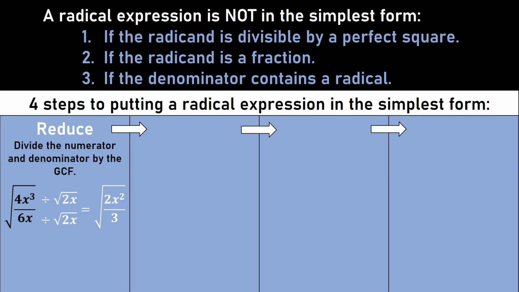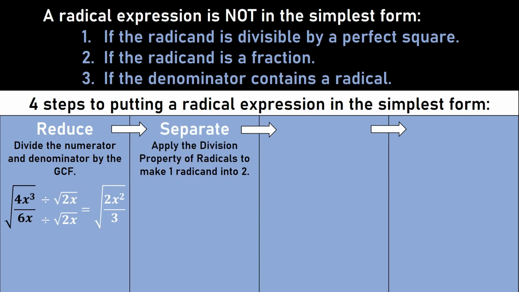The next step, step number 2, is to separate. And that's when you apply the division property of radicals to make one radicand into 2. And so if we start out with this black problem right here, the square root of 2/3, the division property of radicals says you can divide the 2 numbers and then take the square root, and you will get the same answer as if you take the square root of the top and the square root of the bottom and then divide them. So it's legal to separate one radicand into an expression that has 2 radicands, one on the top and one on the bottom.